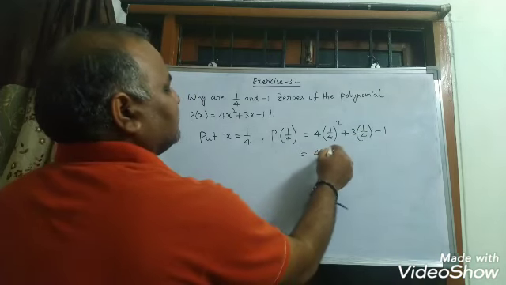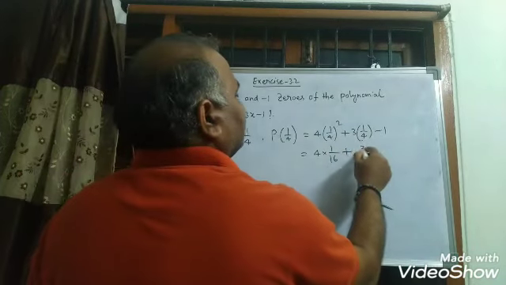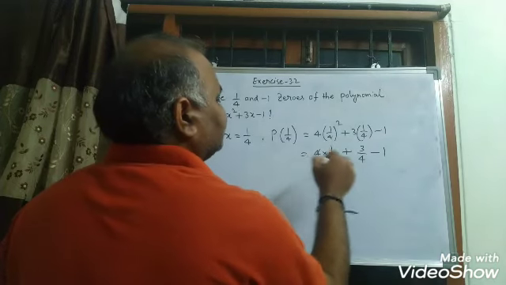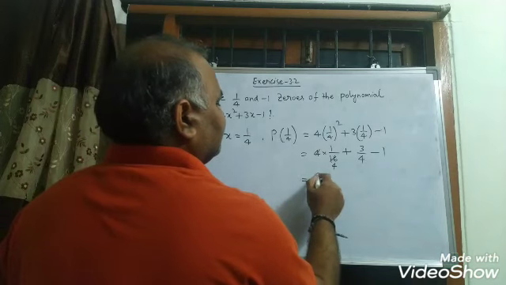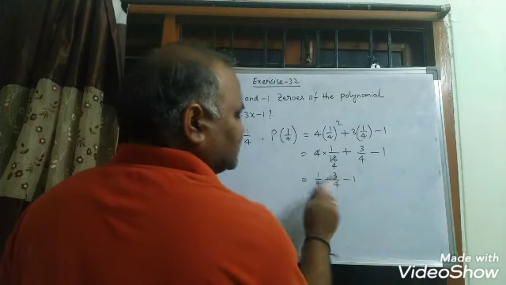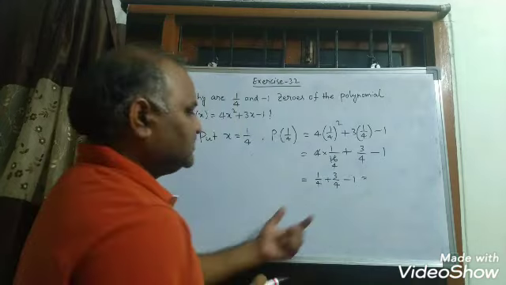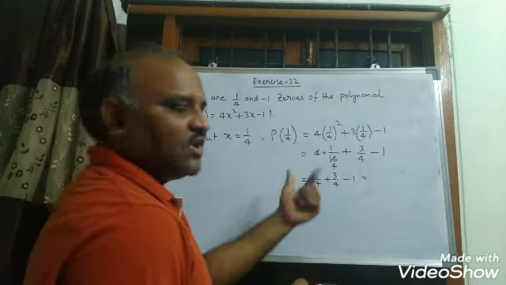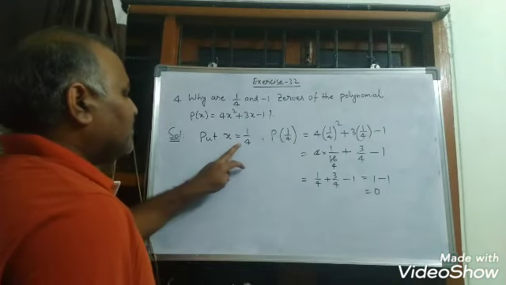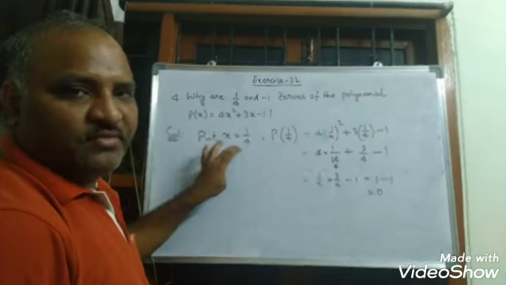4 into, this is 1 by 16, (1 by 4) whole square is 1 by 16, plus 3 by 4 minus 1. Here 4 can cancel 16 4 times. So 1 by 4 plus 3 by 4 minus 1. 1 by 4 plus 3 by 4, easily we can simplify. This is 1 quarter, this is 3 quarters. So 4 quarters. 4 quarters means 1 always. 1 minus 1 is 0. So at x equal to 1 by 4, we got 0 for this polynomial. So this is a zero of the polynomial.